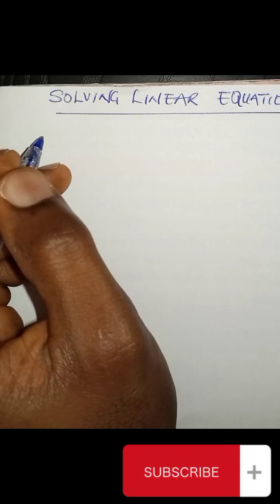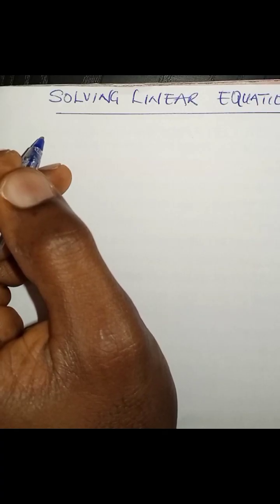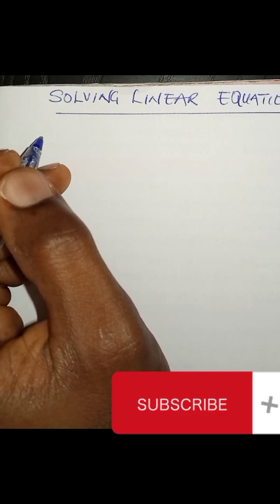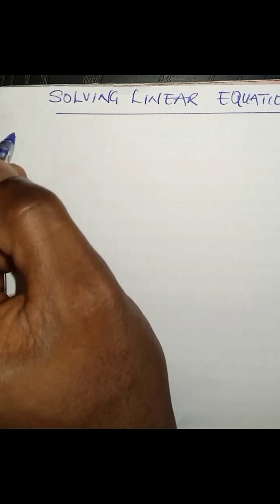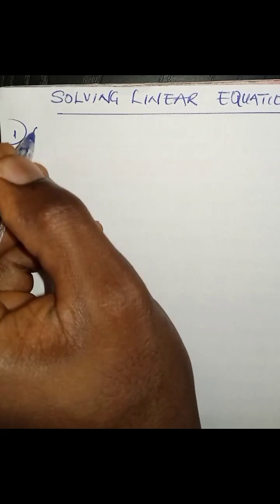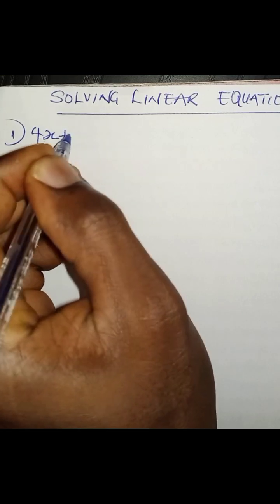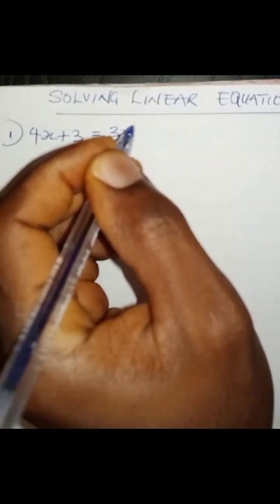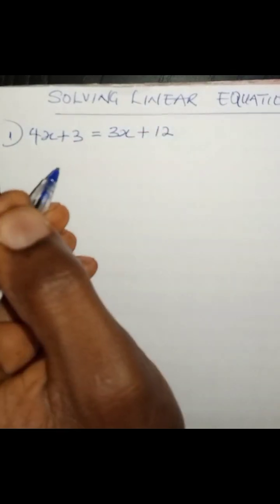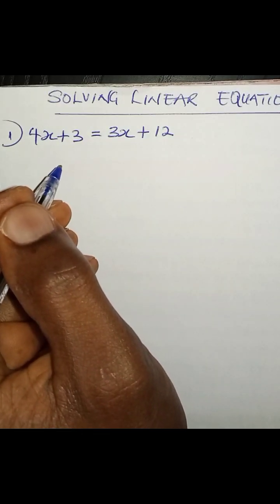So I'll take my time to explain the steps, how the signs change from positive to negative and from negative to positive. All right, so we'll have a question like this. 4x plus 3 is equal to 3x plus 12. Let's find the value of x.